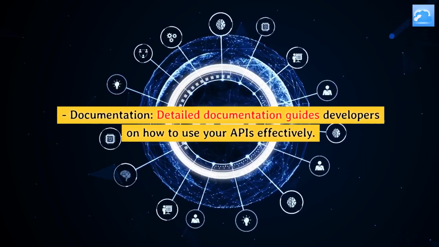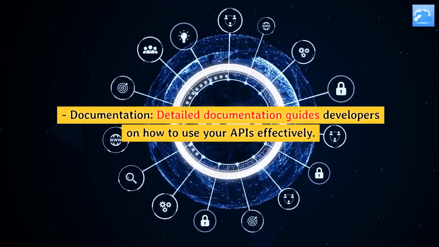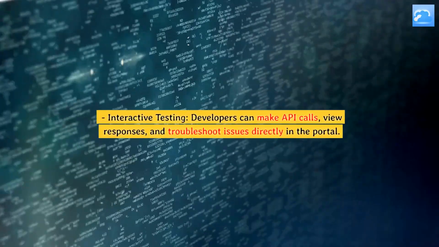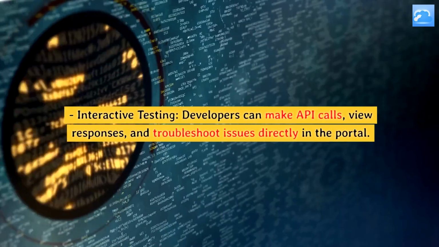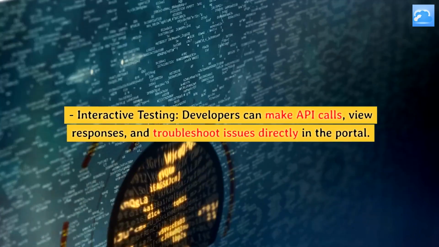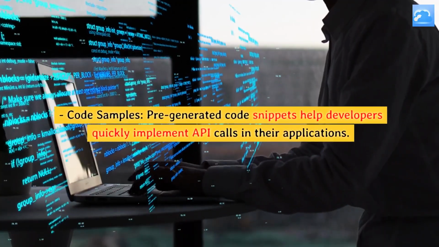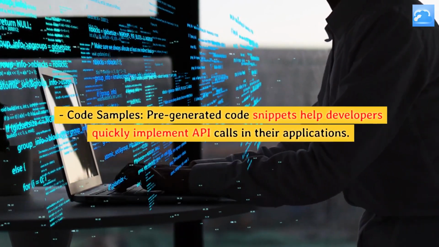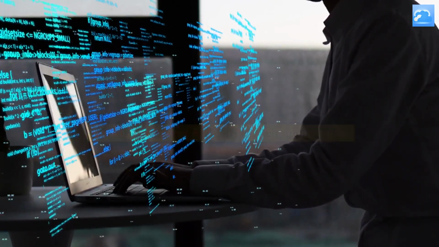Documentation. Detailed documentation guides developers on how to use your APIs effectively. Interactive testing. Developers can make API calls, view responses, and troubleshoot issues directly in the portal. Code samples. Pre-generated code snippets help developers quickly implement API calls in their applications.